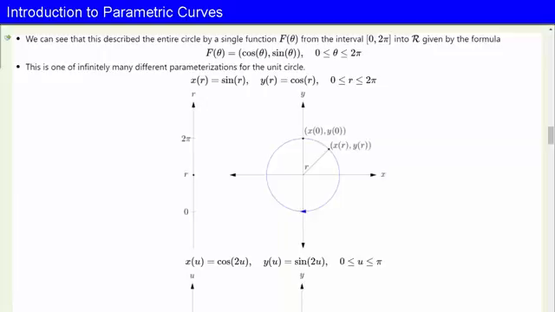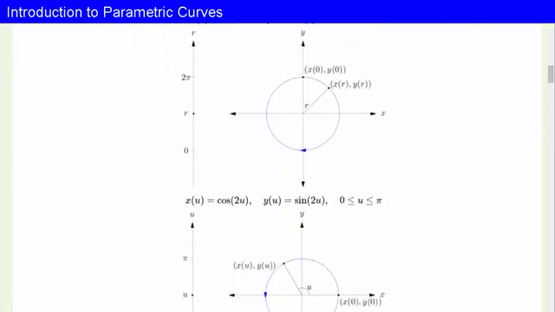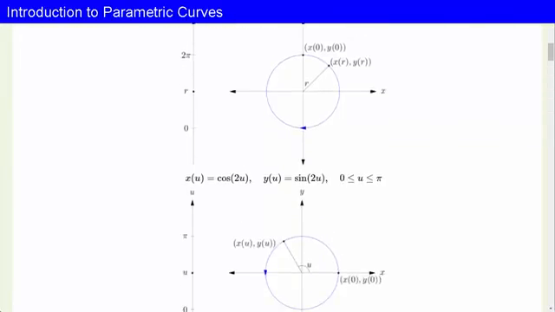But before you get too comfortable, realize that this is one of infinitely many different parameterizations for the unit circle. Here are two such. x of r could be sine of r, y of r could be cosine of r, and r ranges from 0 to 2 pi, with the associated picture. And here's another. x of u equals cosine of 2u, y of u equals sine of 2u, and now u will range from 0 to pi.